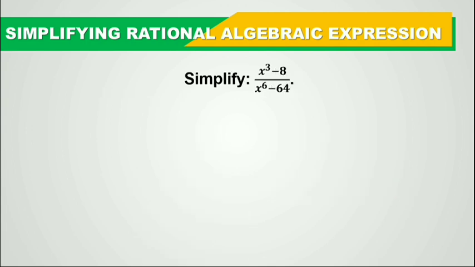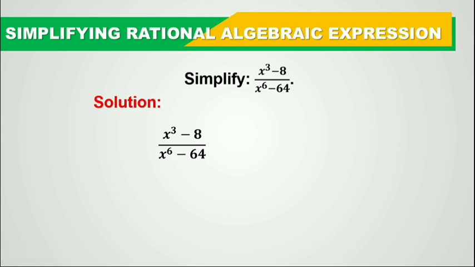Now what about this one? Let's simplify x cubed minus 8 all over x to the power of 6 minus 64. So let's copy this first. And you have to look at here. So ang halimbawa na ito ay medyo kakaiba sa mga previous examples natin kasi look at here, although the numerator is factorable, diba? This is the difference of cubes.